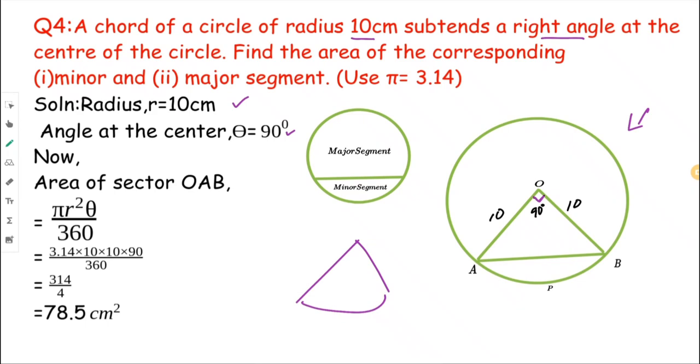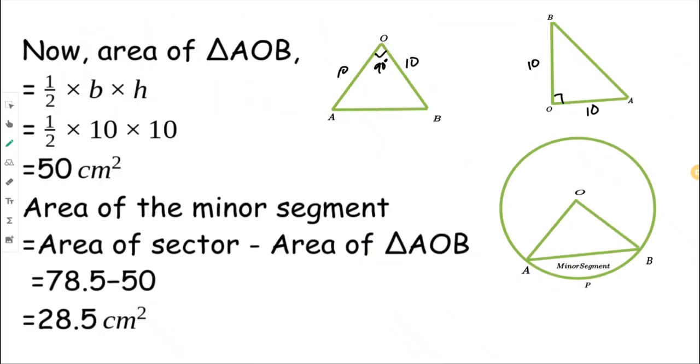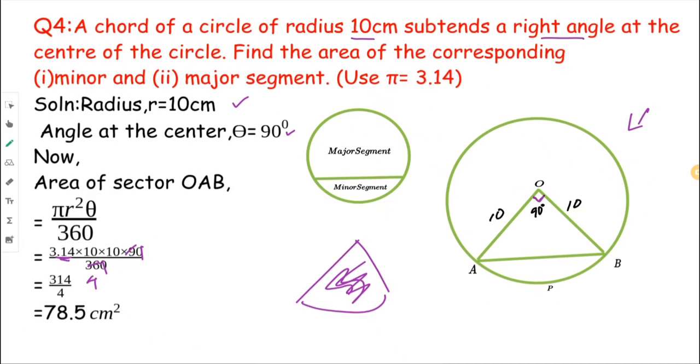So now let's divide: 90 by 360 gives 1 by 4. When you multiply 3.14 into 10 into 10, I'll get 314, which when I divide by 4, I'll get 78.5. So the area of the minor sector is 78.5. Next I have to know the area of this triangle AOB. Remember, they've already given us the angle here, this is 90 degree.